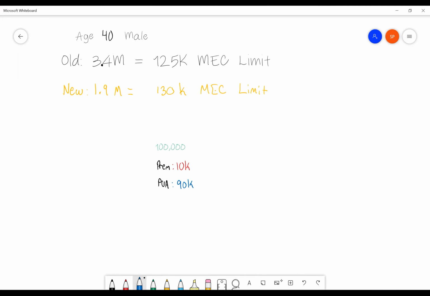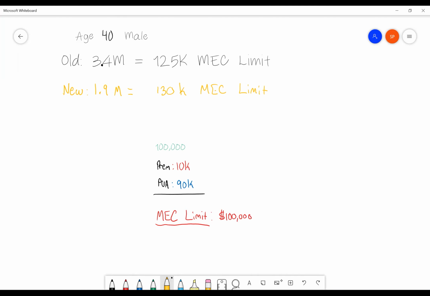Now, that's the insurance company limit. What else do we need to be aware of? MEC limit. So with that MEC limit, if I want the ability to put in $100,000 per year, how high do I need to have the MEC limit? At $100,000.